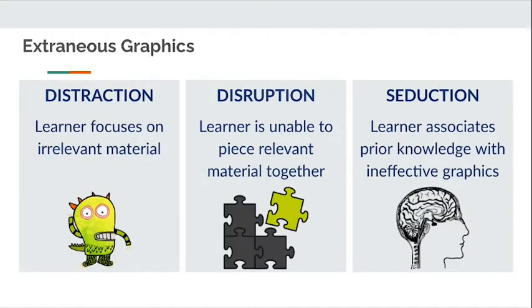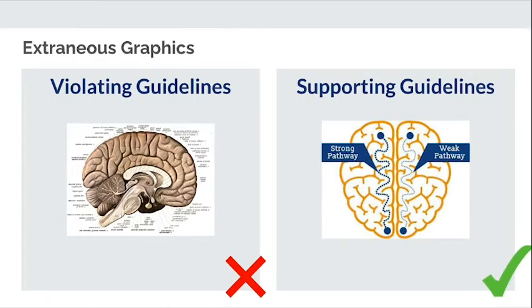There is further support in a 1998 study that explains in detail how extraneous graphics are harmful because they can lead to distractions that take the learner away from the primary learning goal. They can disrupt the flow of learning, or they can seduce the learner in the wrong direction based on their schema. The visual on the left is an example of a graphic violating these guidelines.